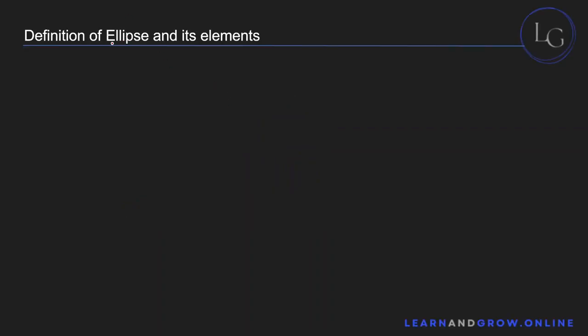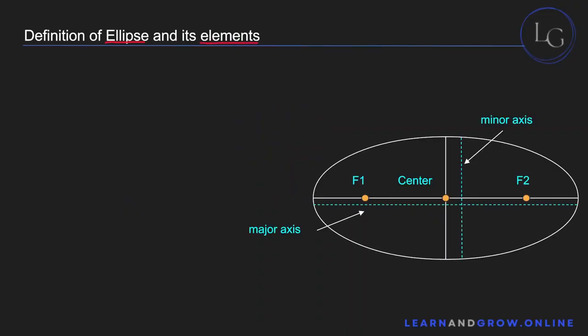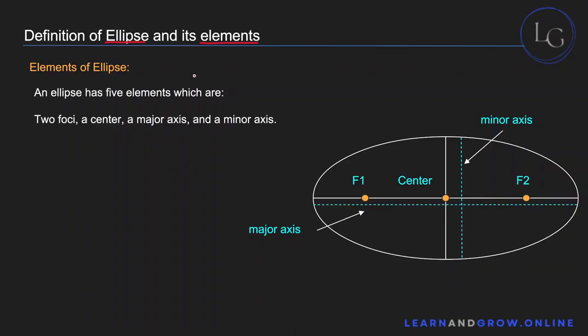Now let's see what an ellipse is and its elements. An ellipse has 5 elements. It has 2 foci, a center, a major axis, and a minor axis, right? So what does this mean? Well, this is what an ellipse looks like.